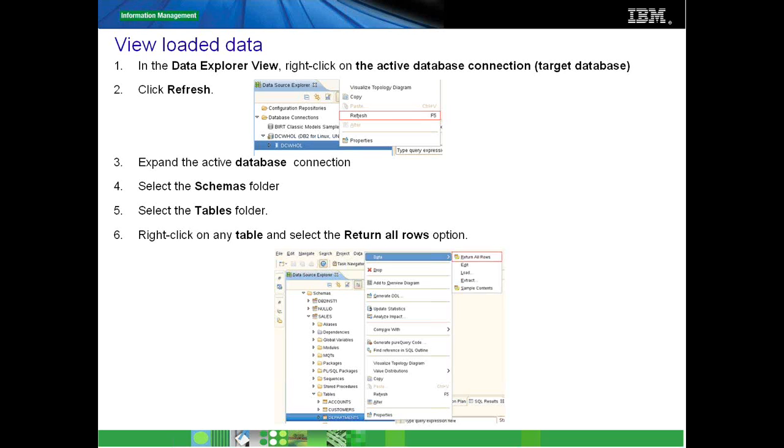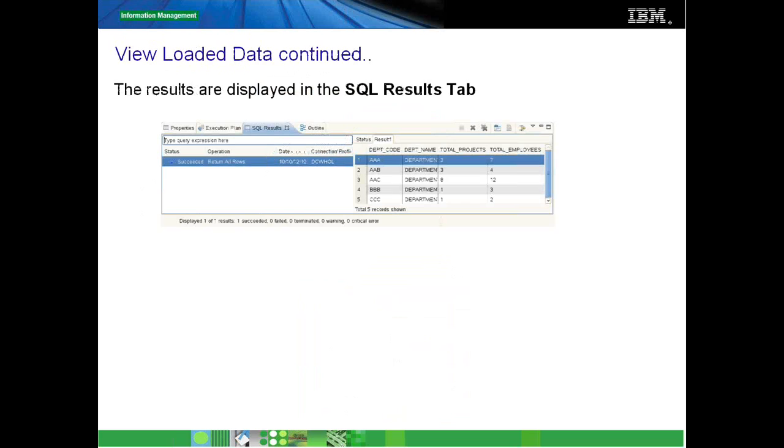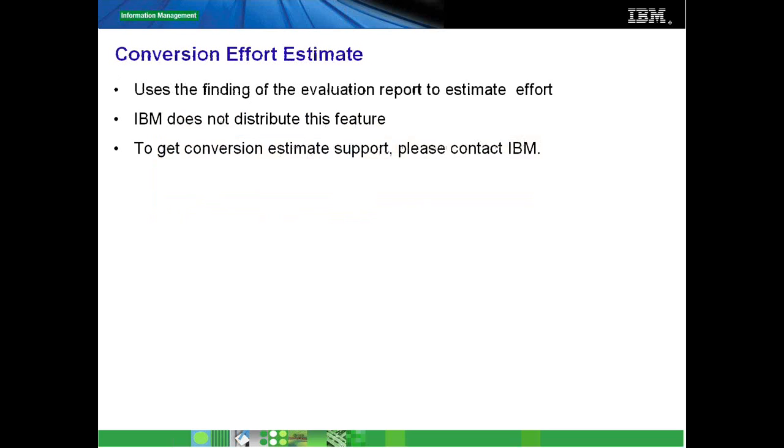Once you've loaded the data, because it's the IBM Data Studio environment, you can just right-click in the Data Source Explorer on the connection that you have established for the database and refresh the connection so that the newly populated data is visible in the wizard. Once you refresh and go to a particular target table, you can right-click on the table and say return all rows, and it should show you all the records that are inserted inside that table in the SQL results tab. Something that you would do in any case when you're using IBM Data Studio. It should be a fairly easy task.